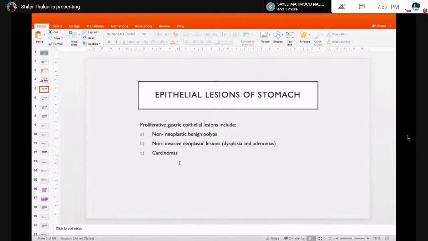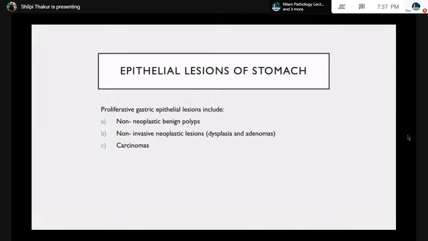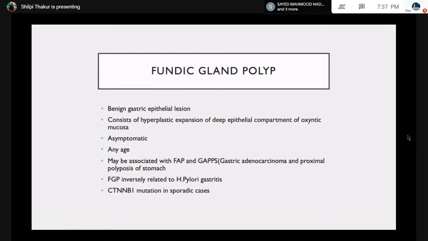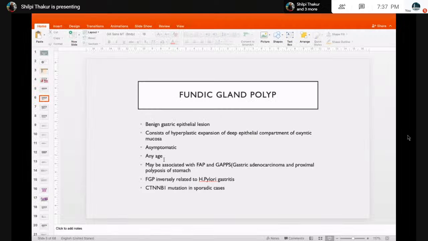Now, coming to the epithelial lesions of the stomach, the three most common epithelial lesions are the non-neoplastic benign polyps, the non-invasive neoplastic lesions, which comprise dysplasia and adenomas, and third is carcinoma. Just for completion's sake, I have added the fundic gland polyp, which is a benign entity, although polyps are being dealt with separately also.